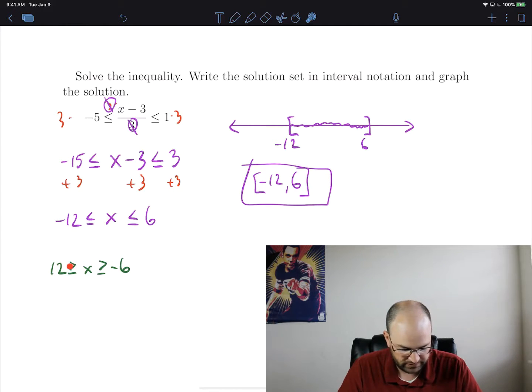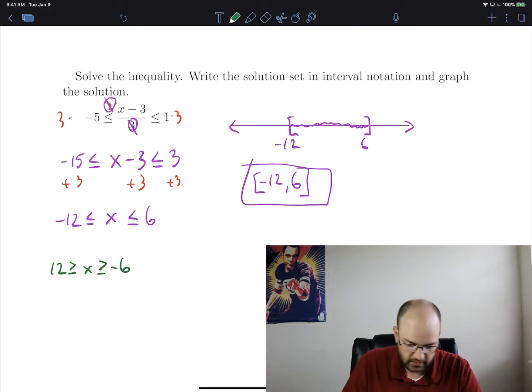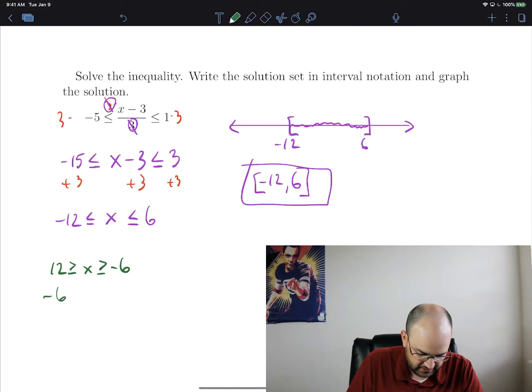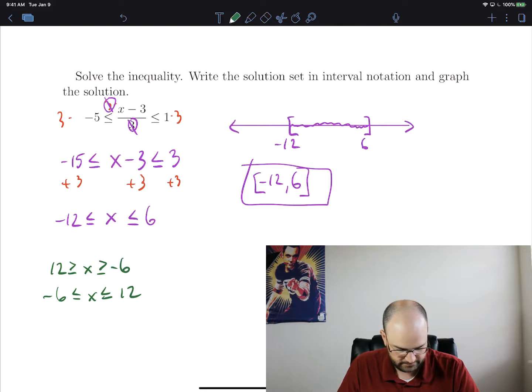Well, if we wind up with something like this, you never want to see greater than or equal to here. And also notice that 12 is in fact greater than -6. So this is to the right of this number. So what we need to do is we would have to flip everything. We would put the -6 to the left, flip the arrows, and put the 12 to the right. So those are actually the exact same thing. Just a thought. You may not need it.